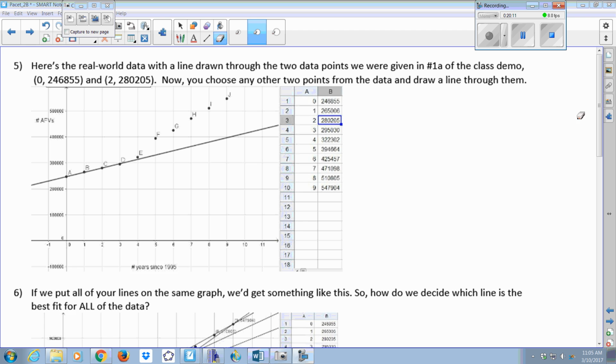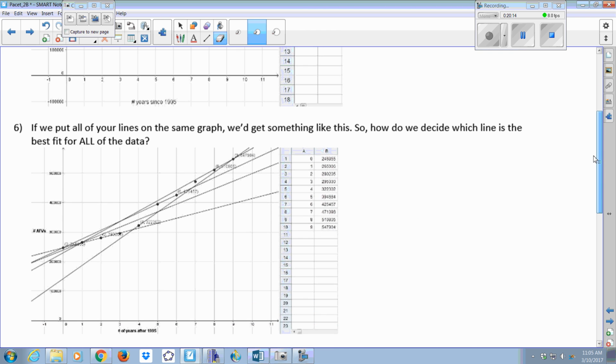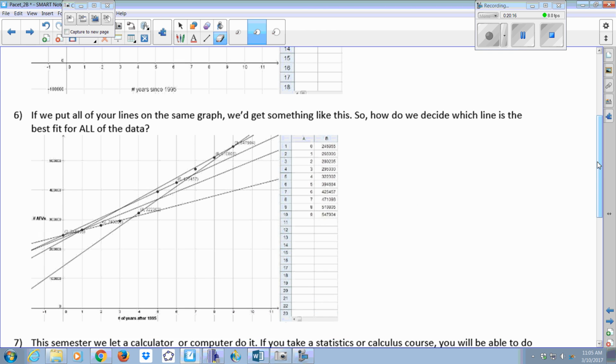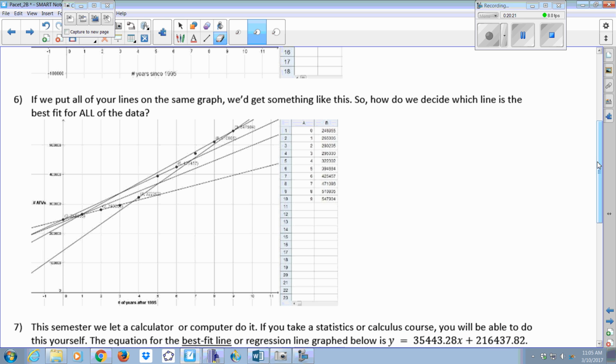If I could perform magic and come out there and get all of your lines and quickly superimpose them on this scatter plot, I might get something that looks like this.